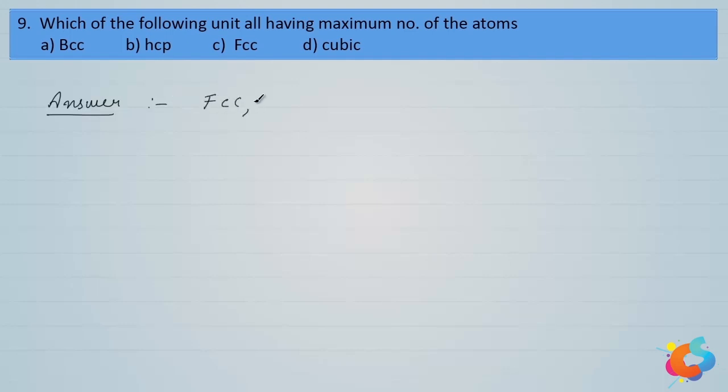In FCC, there are 4 atoms per unit cell, which is maximum, and that can be calculated by the formula of number of atoms per unit cell. Eight into 1 by 8 plus 6 into half, which is equal to 1 plus 3, which is equal to 4. And hence, the right option is option C.